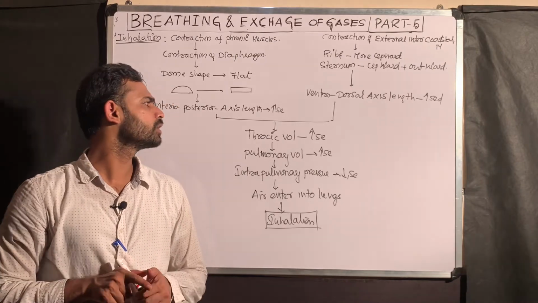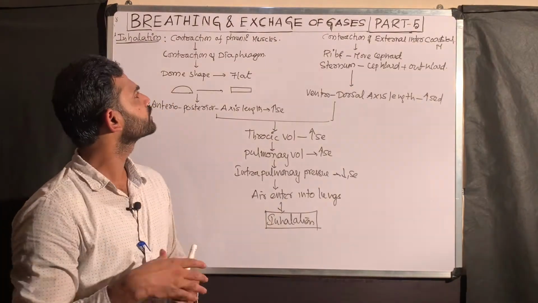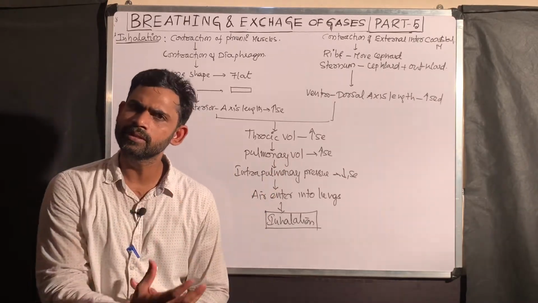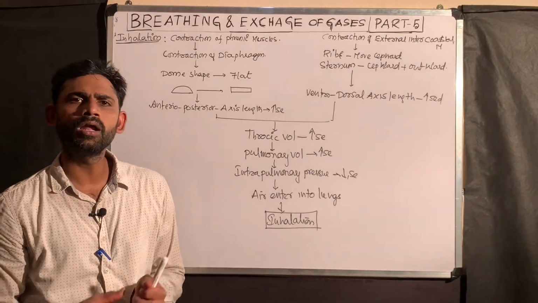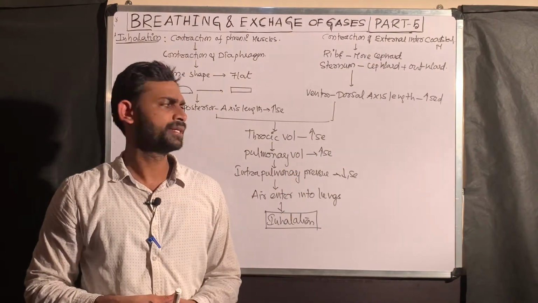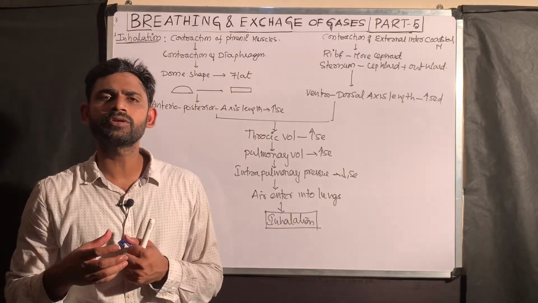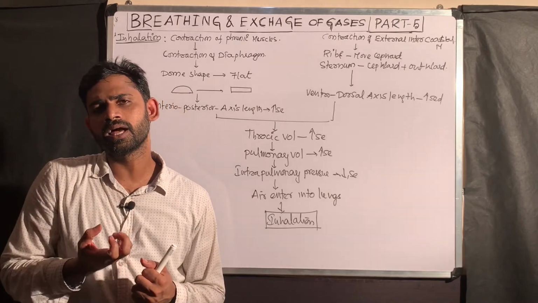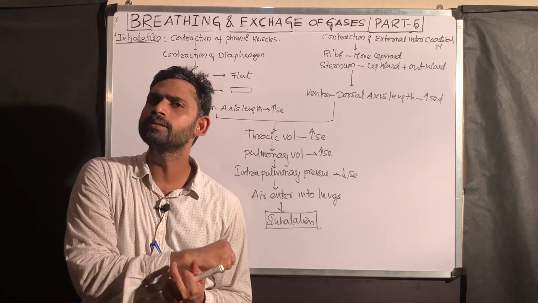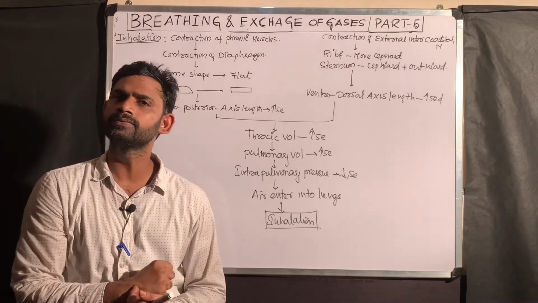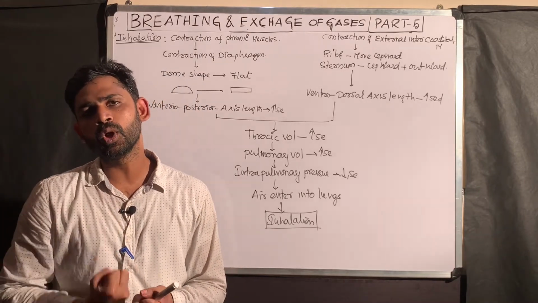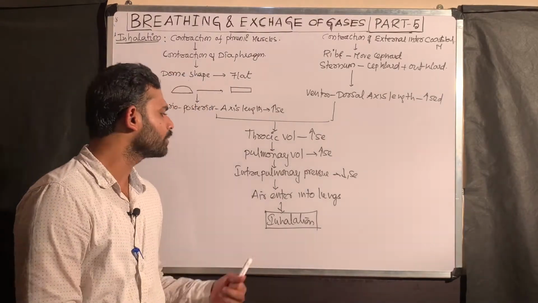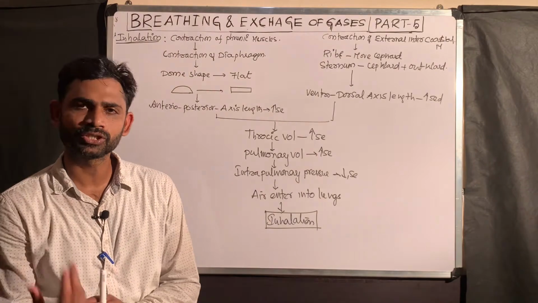Overall, how is it possible? Because of the contraction of the diaphragm and contraction of the external intercostal muscles, the thoracic volume size is increased. Thereby, the intrapulmonary pressure is decreased. This pressure within the lungs is lower than the atmosphere. The reference point is always the atmosphere. When the pressure becomes low, automatically air is forced into the lungs. That process is called inhalation.